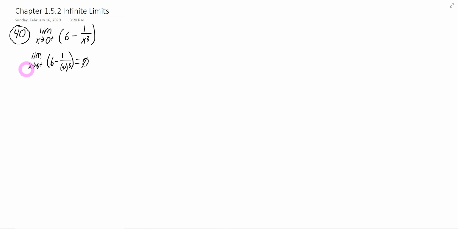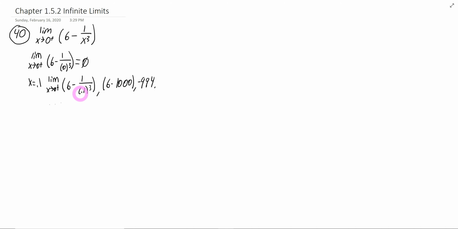So now we're going to plug in, this time, x equals 0.1, because that is slightly greater than 0. So we're going to get the limit as x goes to 0 from the right of parentheses 6 minus 1 over 0.1 cubed, which, and I will do the work for this one, we're going to get 6 minus 1000, which is going to lead to a final result of negative 994. So there we go. That's our starting point, at least.